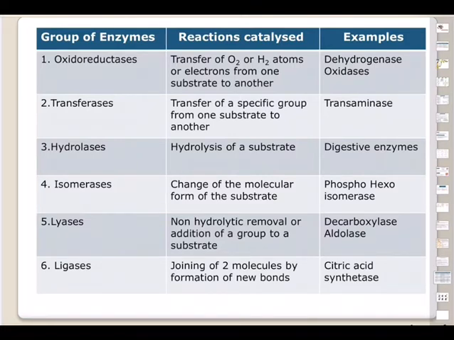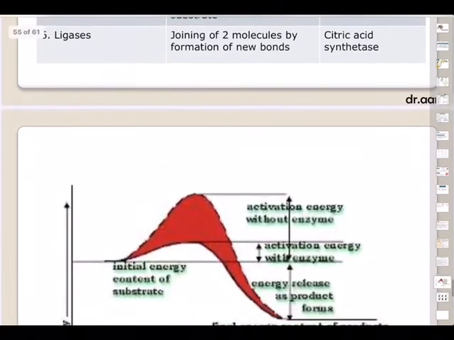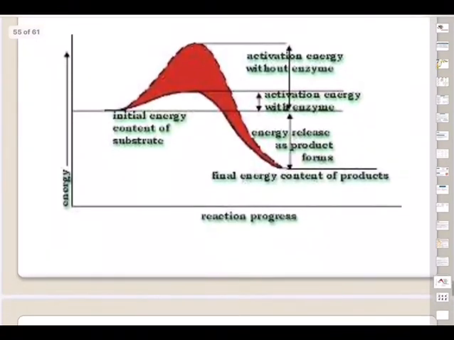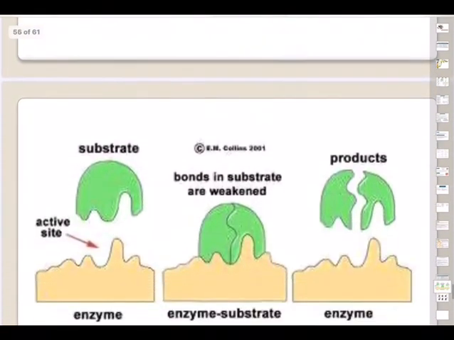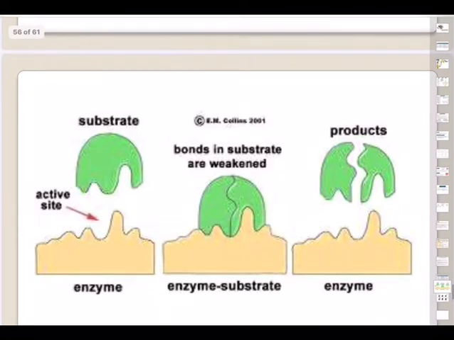And sixth, ligases. So ligases catalyze the linking together of two compounds. Example, enzymes which catalyze joining of carbon and oxygen, carbon sulfur, carbon nitrogen, phosphorus oxygen bonds. As we said, ligase means something that joins. So joining of two molecules by formation of new bonds. Example, citric acid synthetase.